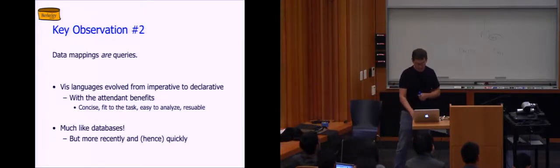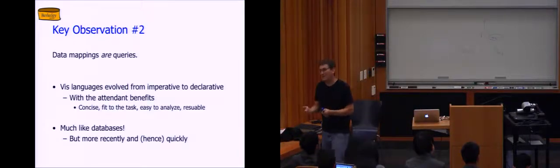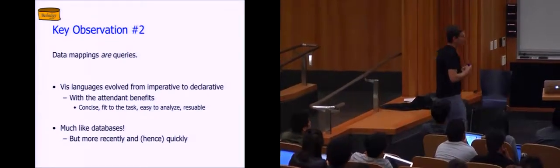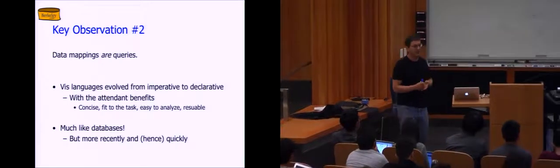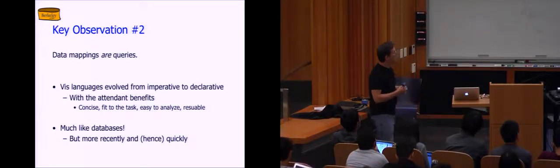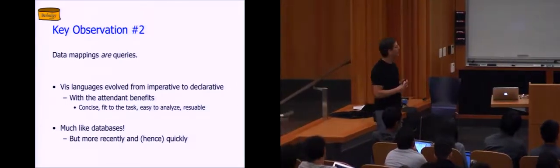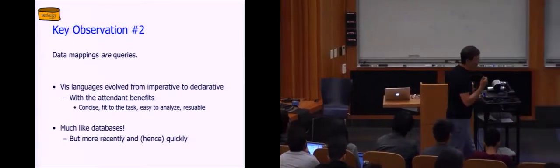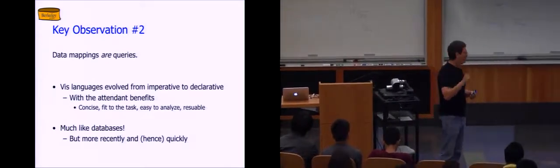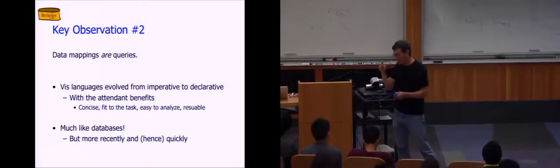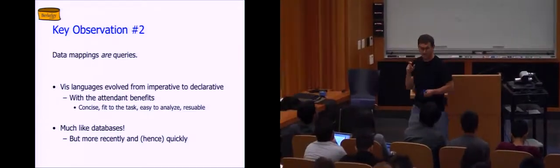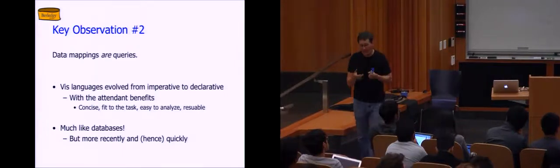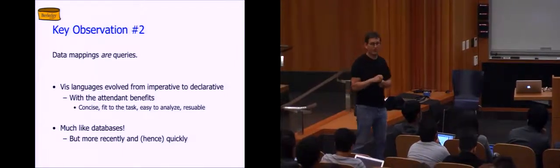Okay. And the second observation is how do you best specify data mappings? Well, they're really just queries. Okay? And visualization languages have sort of grown into this realization. They started out being like programming languages, and they've become much more like declarative query languages over time. All right? With all the benefits that you get from declarativity, like we learned for databases, you get much more concise specifications of your visualizations. You have languages that are better fit to the task of data than general-purpose programming languages. The things that people write down are easy to analyze and understand and then reuse in different ways.